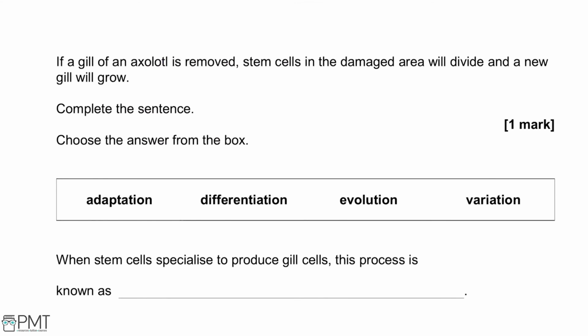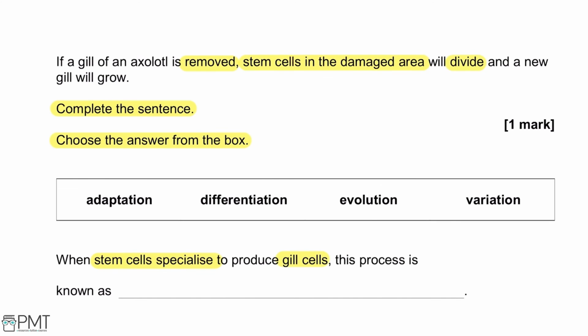If a gill of an axolotl is removed, stem cells in the damaged area will divide and a new gill will grow. Complete the sentence and choose an answer from the box. So we've got a box and it says adaptation, differentiation, evolution and variation. And we have to pick the right one to finish off the sentence below. So it says, when stem cells specialise to produce gill cells, this process is known as blank.